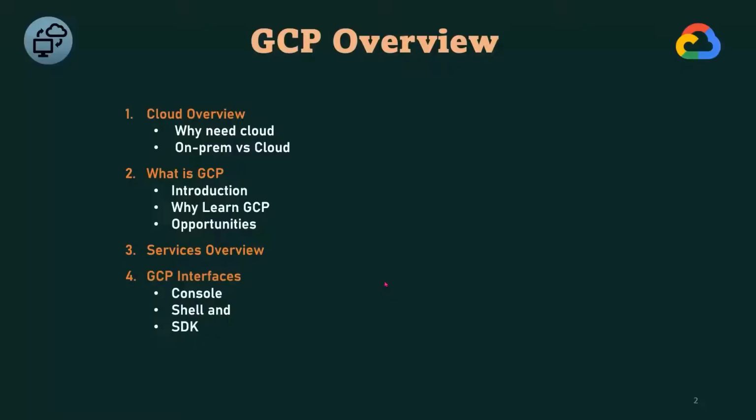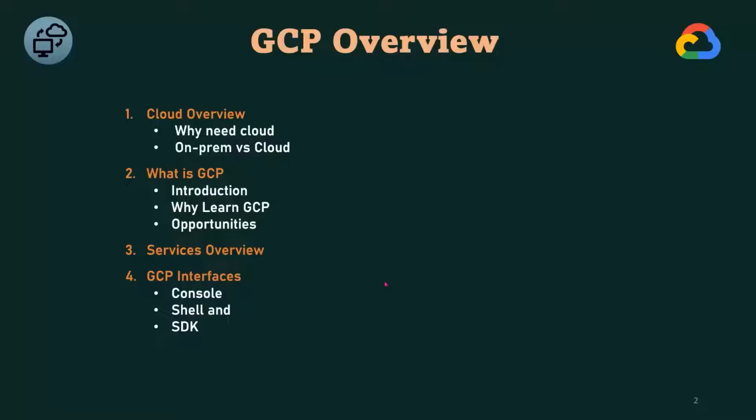If you remember, we have seen why we need the cloud and the difference between on-premises versus cloud. After that, I told you what is Google Cloud Platform, why we need to learn it, and the opportunities and certifications. In Google Cloud Platform, there are plenty of services. I told you the categories of services as well, like compute services, machine learning services, big data services, storage and database services, right?